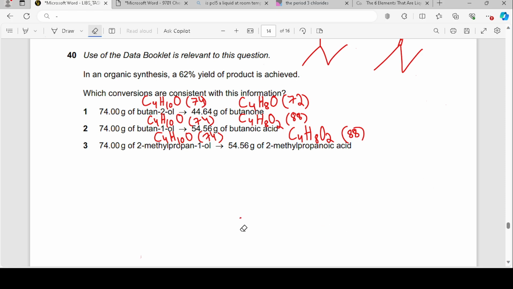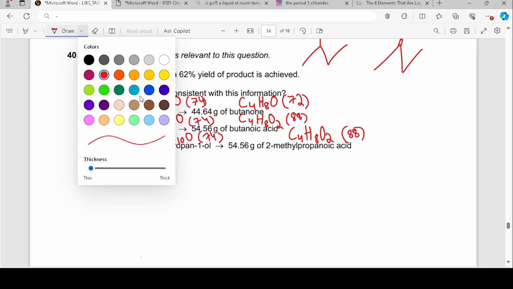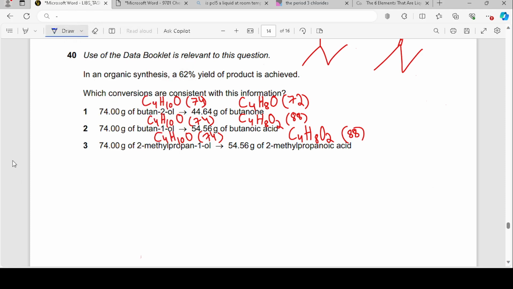Now, what are the number of moles? Well, the number of moles I'm just going to write in a different color, maybe. So n, we know that moles equals mass over the molar mass, right? So I'm going to do that for each one. So butan-2-ol, I get 74 over 74. That's going to give me 1 mole. As for butan-1-ol, again, that's going to give me 1 mole. And for 2-methylpropan-1-ol, I'm again going to have 1 mole, right? Because it's just 74 over 74.